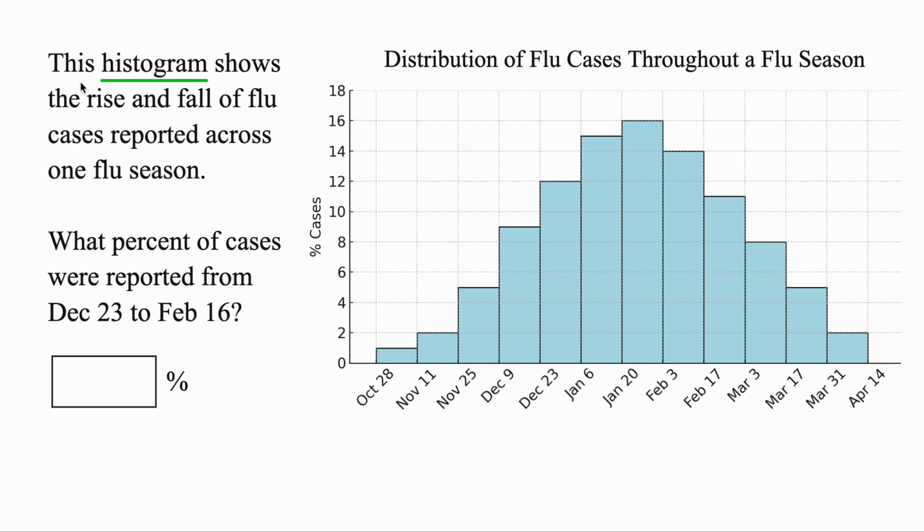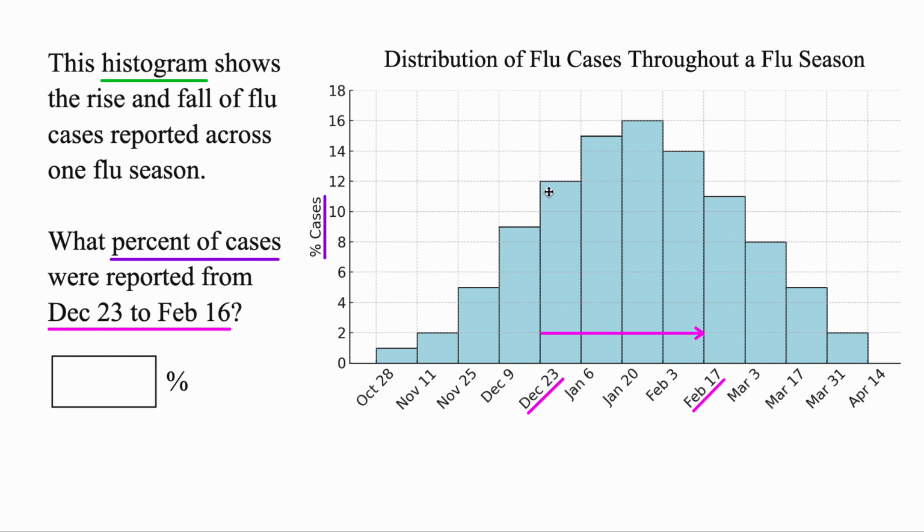Okay, the question is, what percent of cases were reported from December 23rd to February 16th? December 23rd is right here, but notice we don't have February 16th, we have February 17th. That starts the new rectangle here. But the old one ended one day before on February 16th, so we're interested in this timeline right here. Okay, but to find the percent of flu cases that happened, those are on the left side.